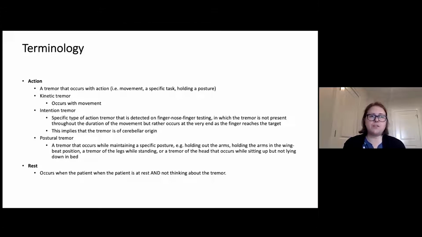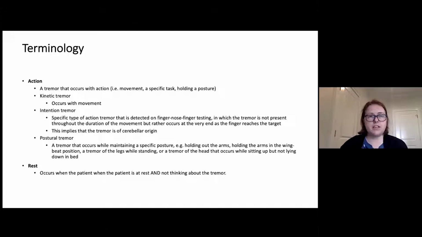So my approach to tremor is to start first by dividing it into action versus rest. So we've already heard a lot about rest tremor, which is usually due to Parkinson's. A rest tremor occurs, obviously, when the patient is at rest, and also importantly, not thinking about the tremor. And I add that in because most people with rest tremor are able to suppress it if they think about it. In contrast, an action tremor is basically any other tremor. So an action tremor is a tremor that occurs with an action, which can be a movement, a specific task, or even holding a posture is considered an action. A kinetic tremor is a tremor that occurs with movement. A postural tremor is a tremor that occurs while maintaining a specific posture.